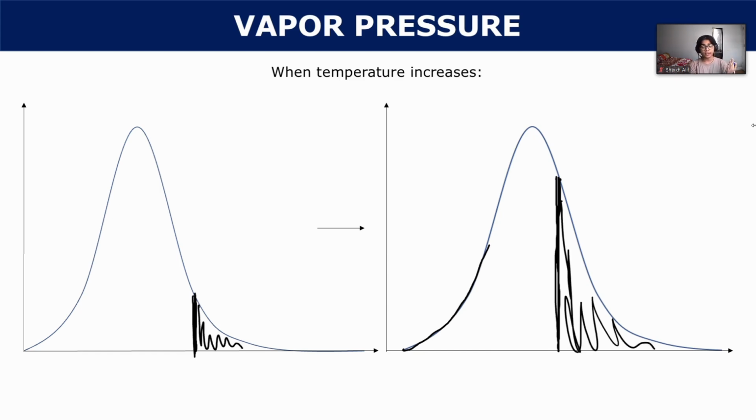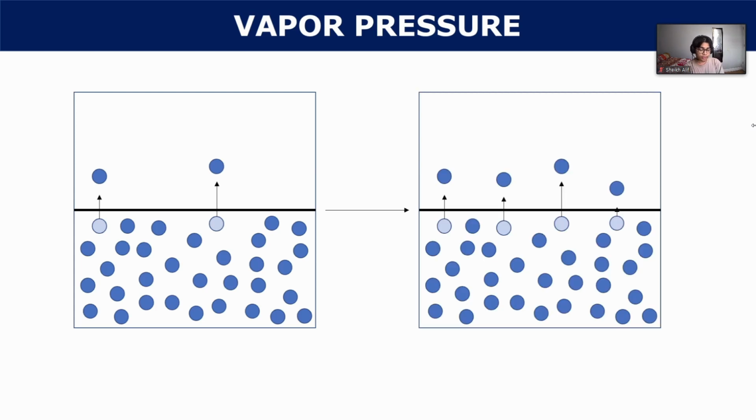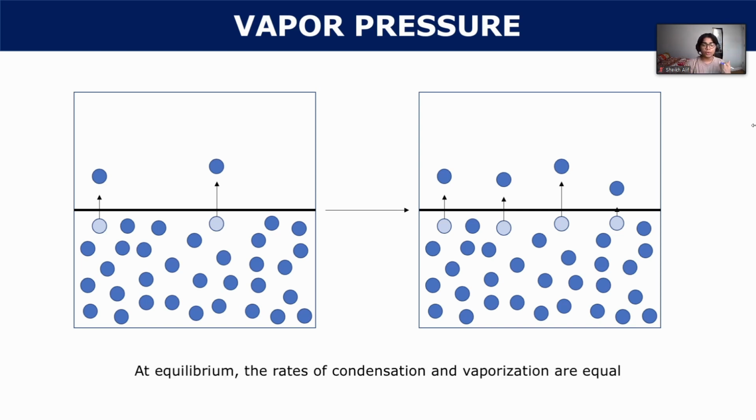And so what does this look like on the molecular model? Well, you have your normal one where only a couple are going to go, and then when you increase the temperature, you see that more of these surface atoms are going to jump up and become vapor. And so at equilibrium, the rates of condensation and vaporization are equal. So when you're at an equilibrium, the amount of molecules that are jumping up and the amount of molecules that are jumping down are going to cancel each other out. And that is what you call a dynamic equilibrium.